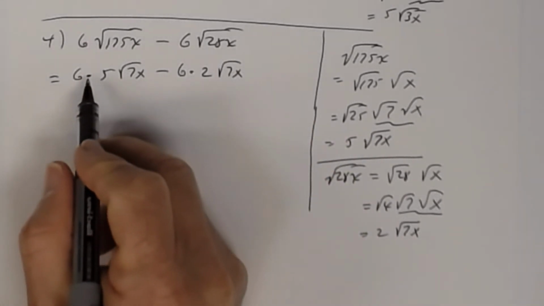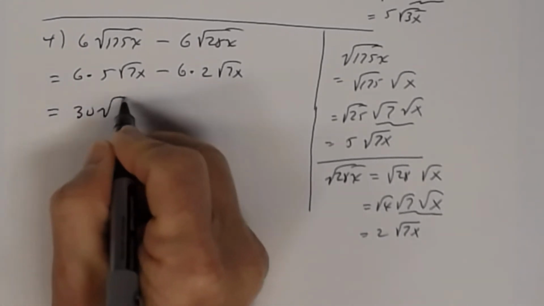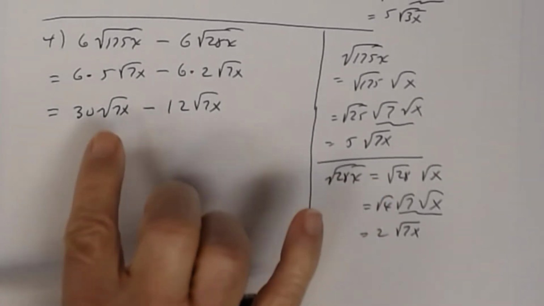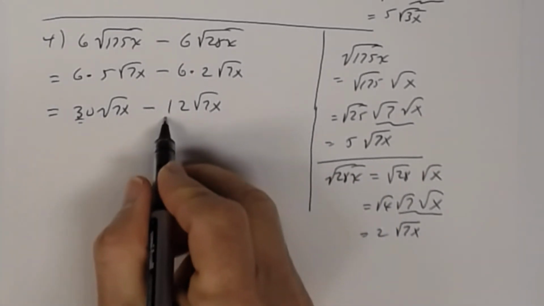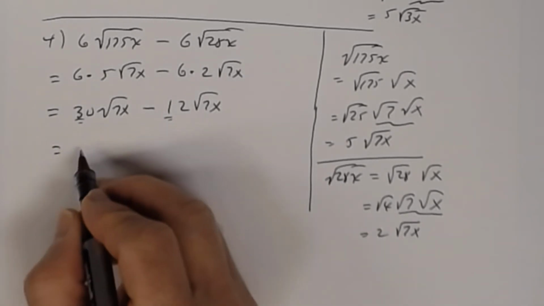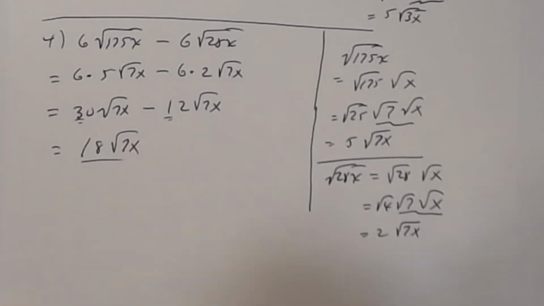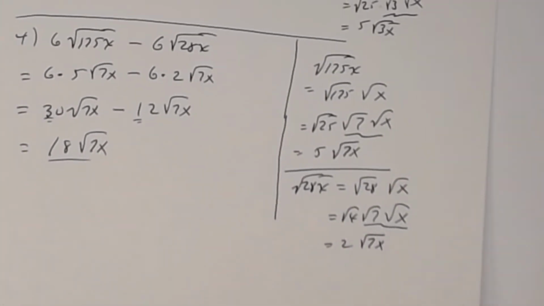And now I can rewrite this further because I know that 6 times 5 is 30. So I get 30 square root of 7x minus 12 square root of 7x. Those are like terms. They both contain square root of 7x. 30 and a negative 12 is a positive 18. So positive 18 square root of 7x. All right. Okay, and then let's do number 5. So number 5 is the last one.